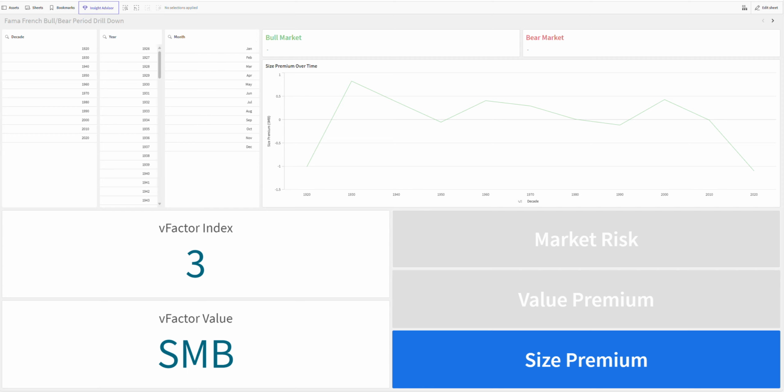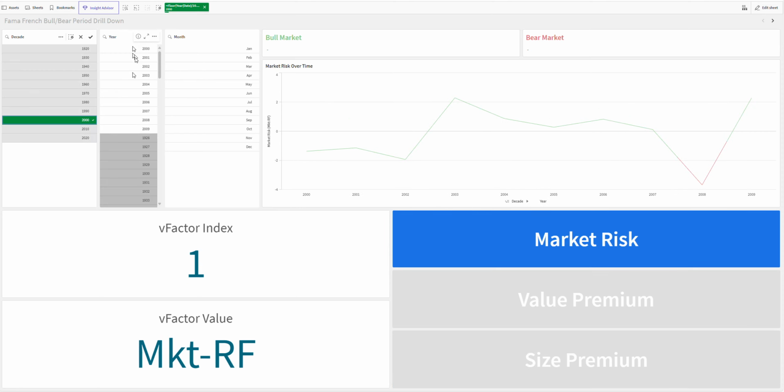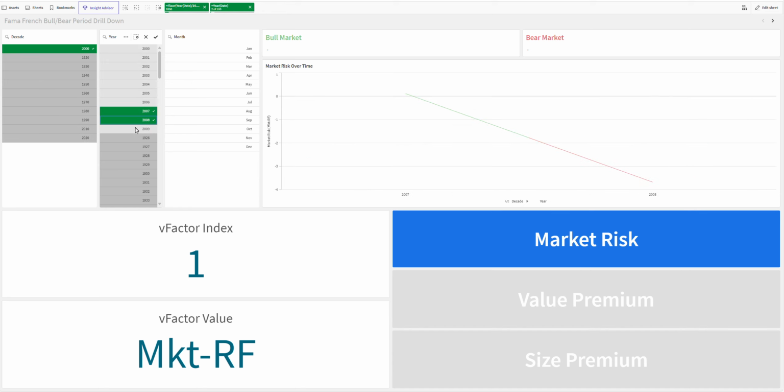In this dashboard, so let me go ahead and fix this. Market risk, we're going to go to 2000, 2007, 2008, 2009. Okay. In this dashboard, we will zoom into 2007 to 2009. That goes from the beginning, kind of the bull market, into the heart of the financial crisis, and then kind of recovery. In 2008, the market risk drops precipitously, showing a clear signal that investor appetite for risk was in free fall.